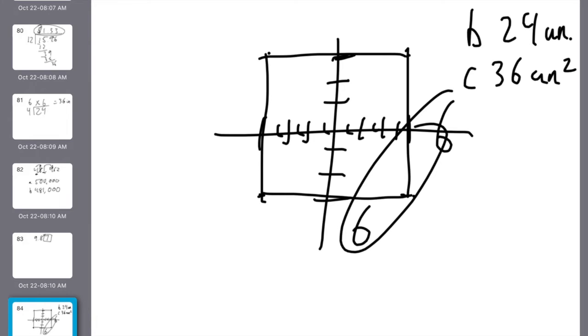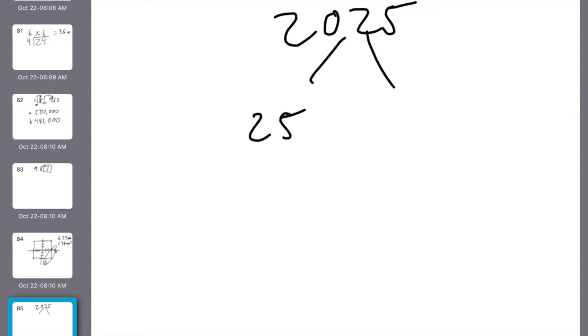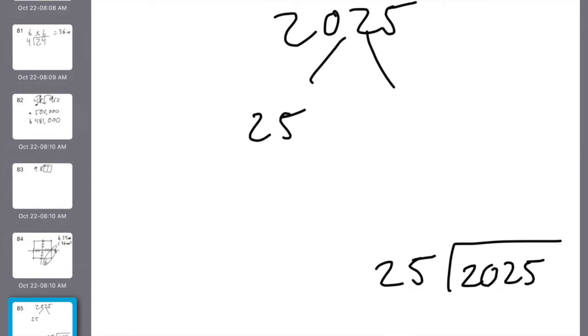Number 14, write the prime factorization of 2025 using exponents and then find what that is. You got it. So we got 2025. Now, I can divide by 25. I just don't know how many times 25 goes into that. So I have to do the math, guys. I can tell when it ends in 25, that 25 will go into it.